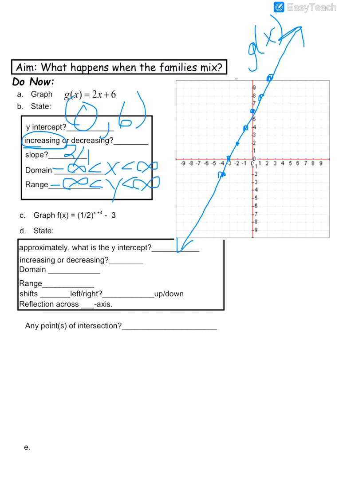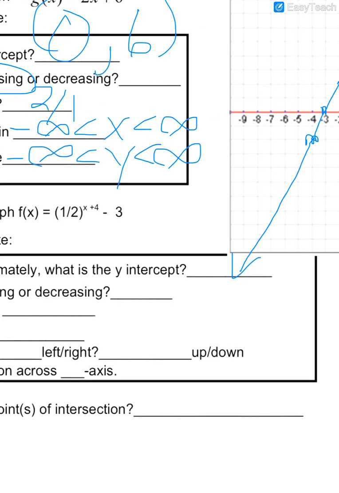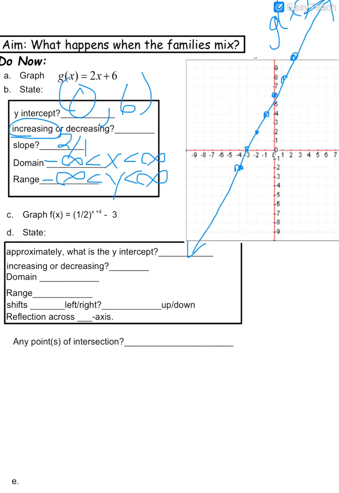So that's my line. Let's move on to the second function, f of x equals (1/2) to the x plus 4, minus 3. So I'm going to hit my y equals, and I'm actually going to plug that in my y2. And I'm going to be really careful: parentheses, 1 divided by 2, close the parentheses, caret. And I'm going to plug in, it says x plus 4. So x plus 4 is my exponent. I'm going to right arrow out of that and plug in minus 3.